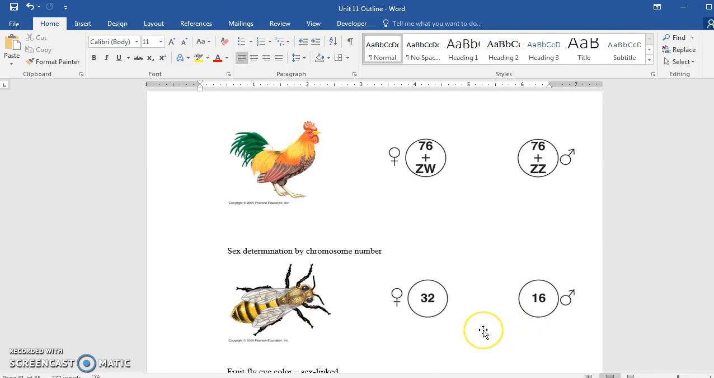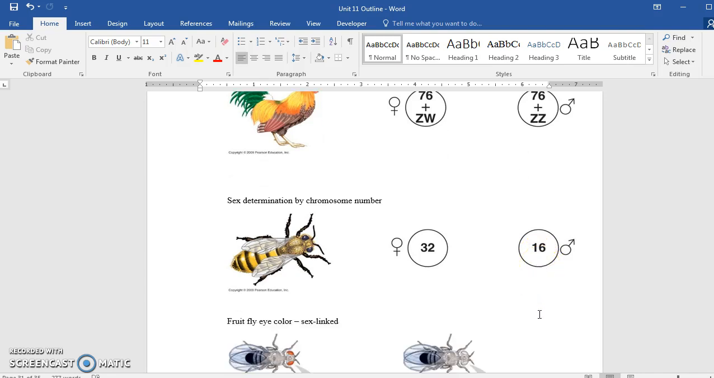Insects such as ants and bees, the sex is determined by chromosome number. So the double number, 32, would be females, and the males would just be the 16, the unfertilized egg.